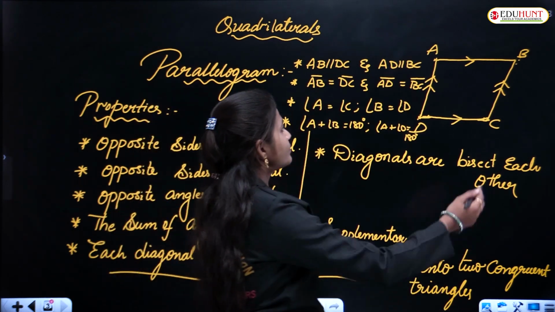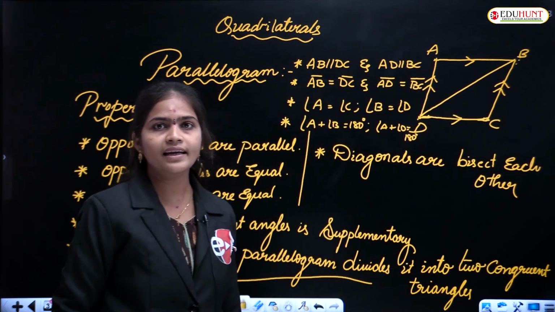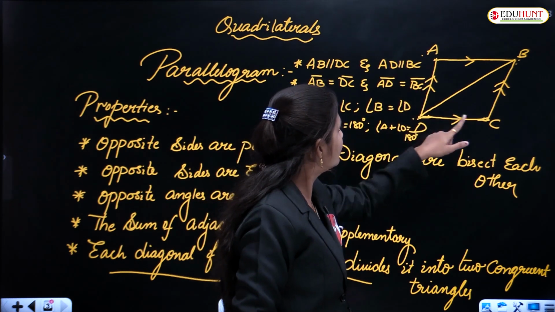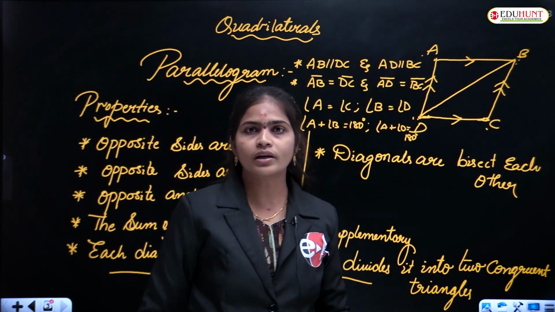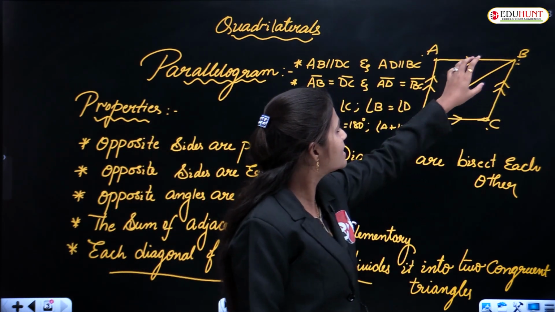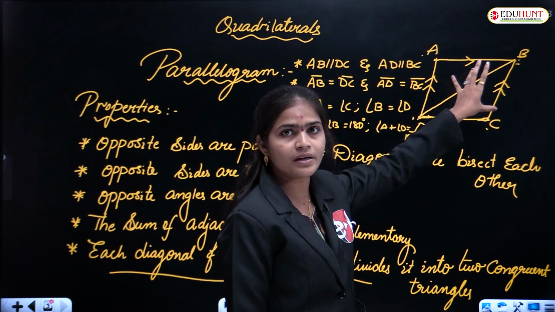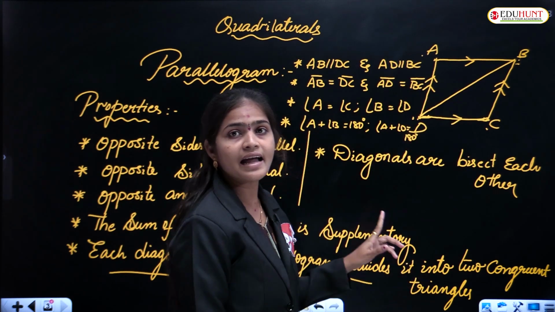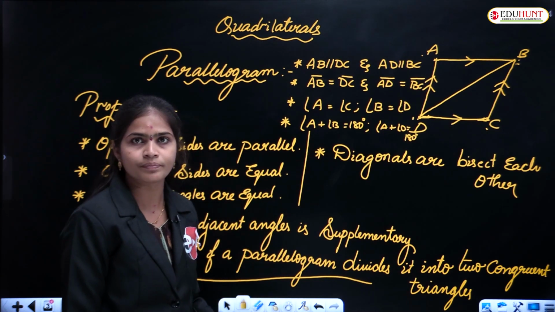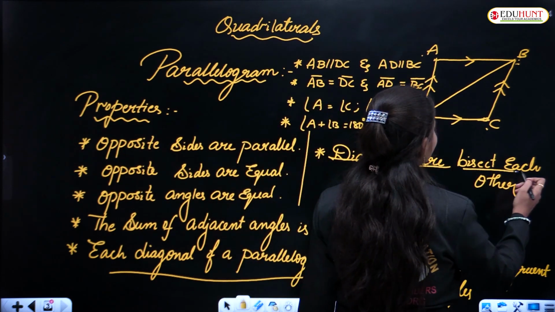Okay, so here I am going to take BD as a diagonal. So here triangle ABD is congruent to triangle CDB. Okay, so those two triangles are congruent triangles. So this diagonal divides it into these two triangles, which are of equal size and equal shape. That's why we can say that each diagonal of a parallelogram divides it into two congruent triangles. Is it clear, children?